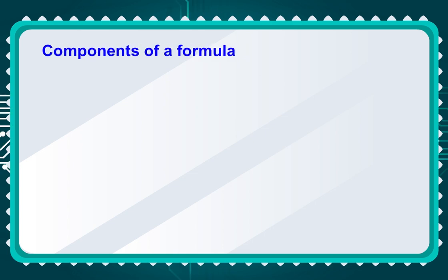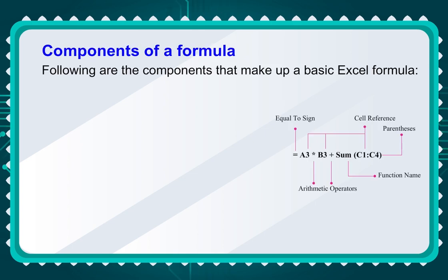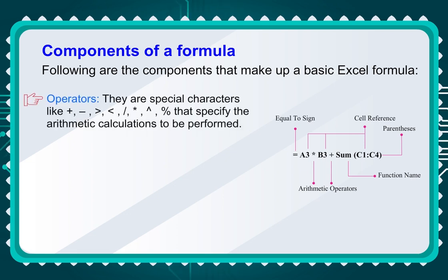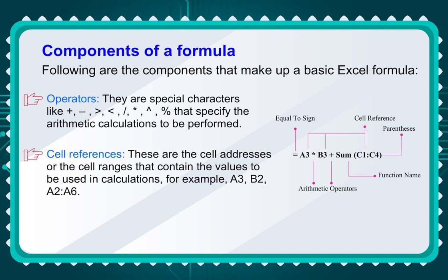Components of a formula. Following are the components that make up a basic Excel formula. Operators. They are special characters like plus, minus, greater than, less than, slash, asterisk, caret, percentile that specify the arithmetic calculations to be performed. Cell references. These are the cell addresses or the cell ranges that contain the values to be used in calculations. For example, A3, B2, A2, A6.